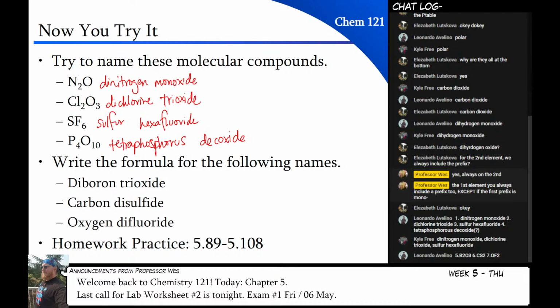And then down here, diboron would be B2. Trioxide would be O3. Carbon disulfide would be CS2. And then oxygen difluoride would be OF2. And there you go. So, thankfully, covalent naming is a little bit easier than ionic naming. The real trick is going to be keeping these separate.